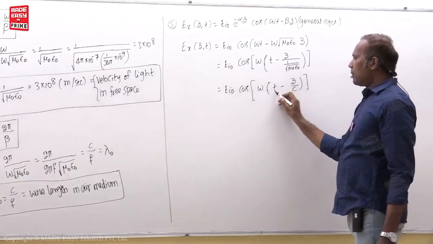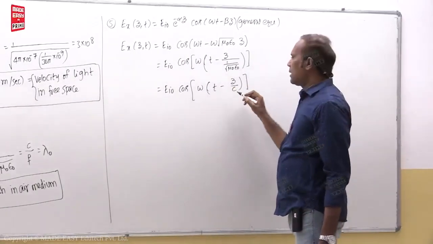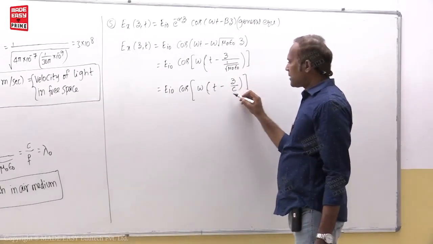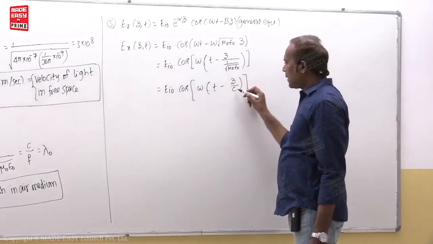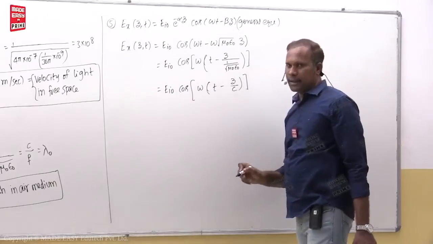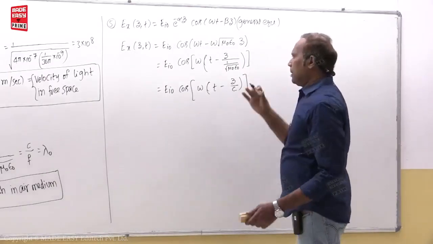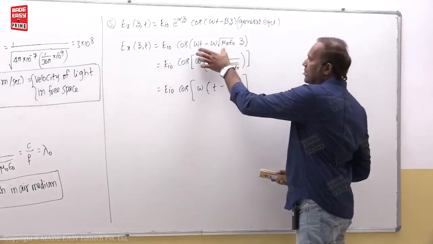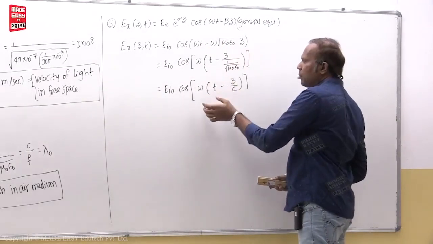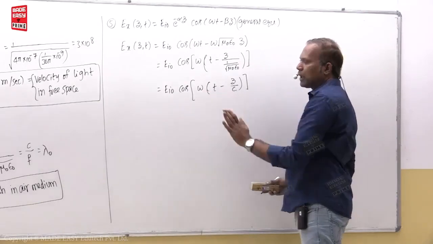Here, time minus time should be there. This is meter per second. Meter by meter per second gives second only, second minus second. That is correct actually. So why am I writing like this? In some books they give the equation like this, omega t minus beta z form. In some books they give like this, but you should not confuse.